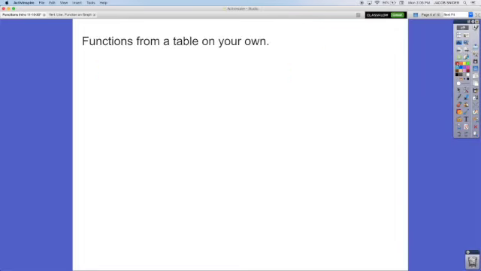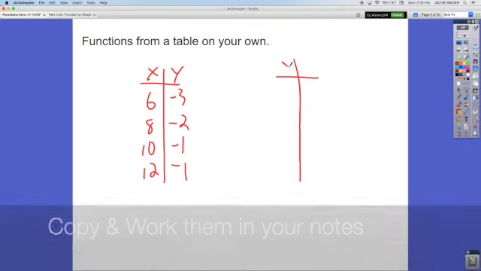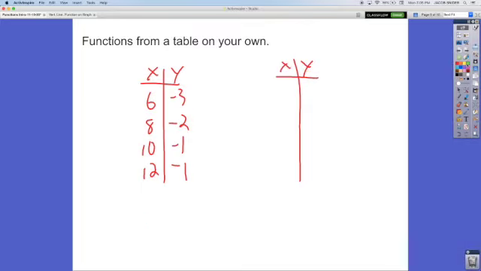Try these two on your own. Tell me what you think about these two. Okay, pause the video and try those two on your own. Put those two in your notes. Okay? All right, let's try the next one now.